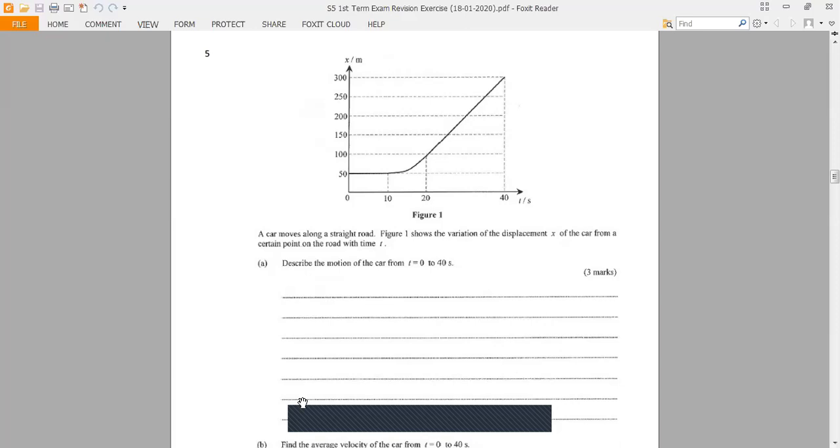Where's the pen? The first segment is here, up to here, the first 10 seconds. The second segment is from 10 to 20, this curve. I don't draw on the graph because it's so messy, I just highlight this. And at the end is from 20 to 40 seconds.